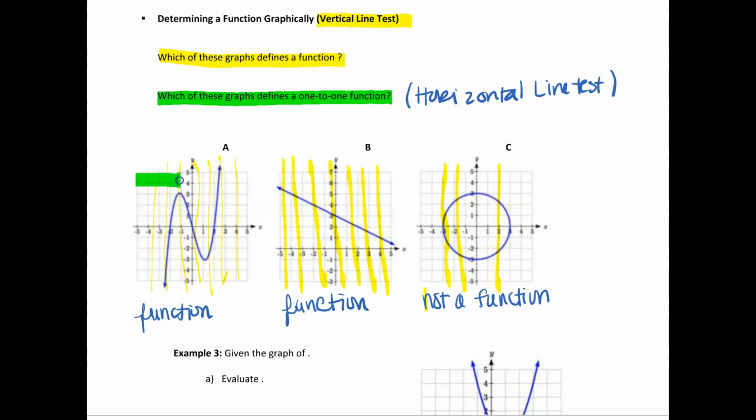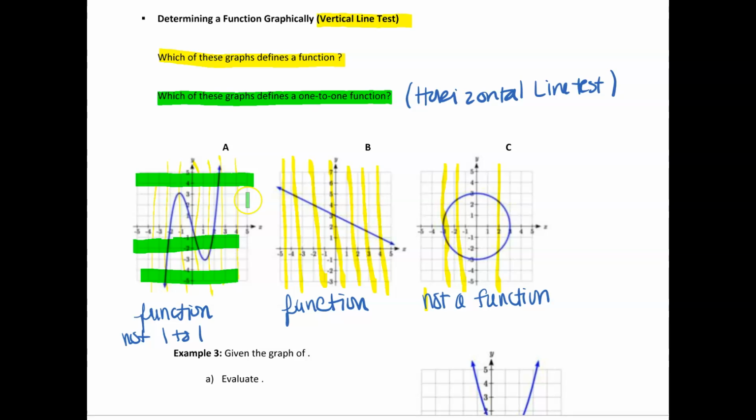So notice here, I could draw a line here, it crosses it once. I could draw one here and it crosses it once. But I'm not looking for a good line. I'm looking for a bad line. So notice if I were to draw one here, it would cross it many times. And so this one would be not one-to-one.